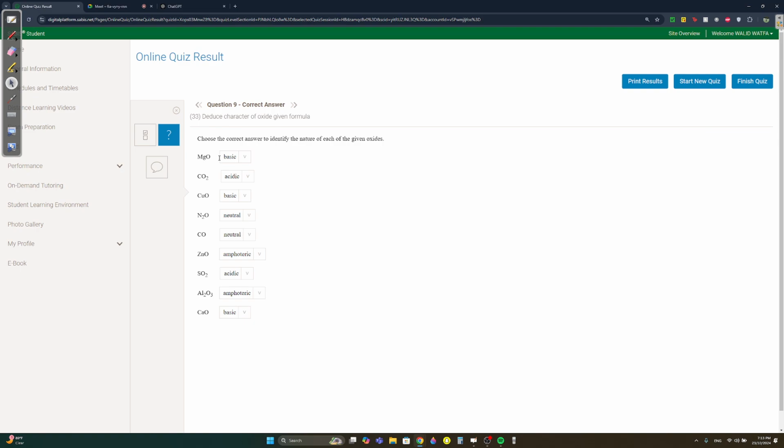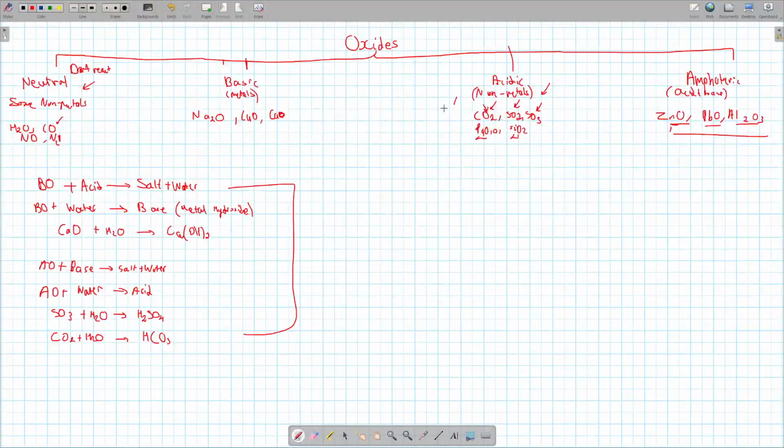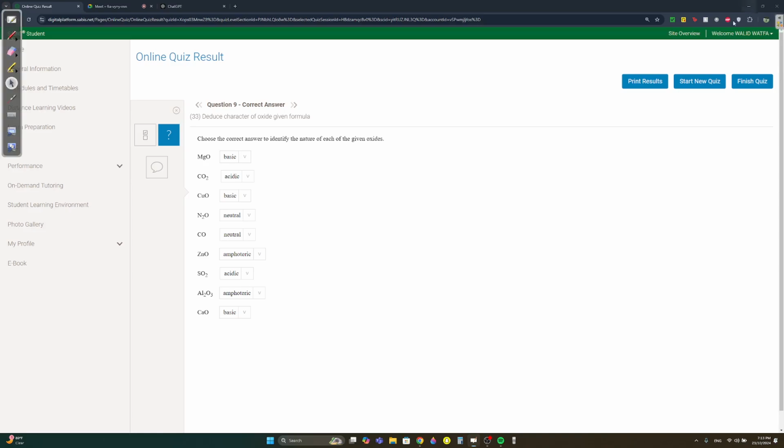Question 9. This one, it came and I got it wrong. They added P4O10. I don't know why I put amphoteric, but it's acidic. But you guys know the table. It's this one. Memorize all of these.